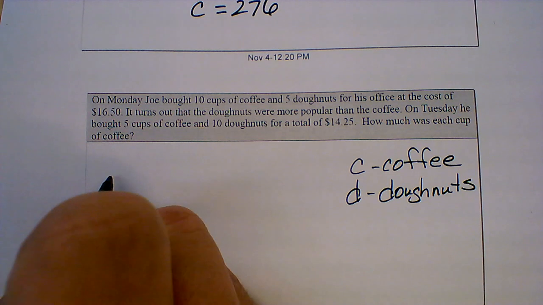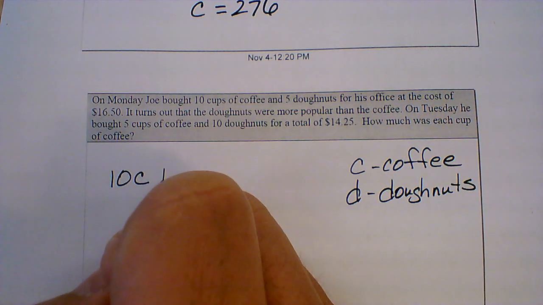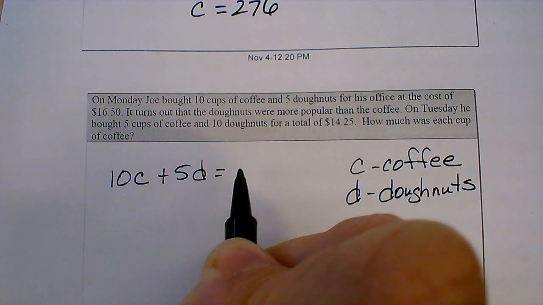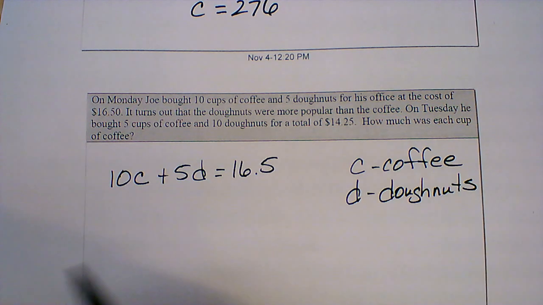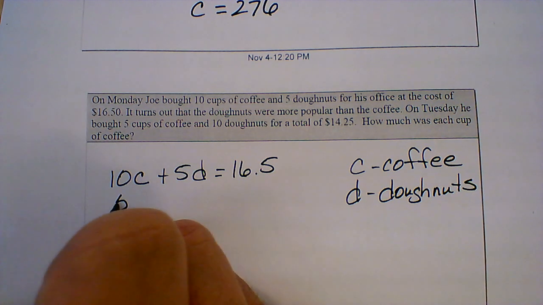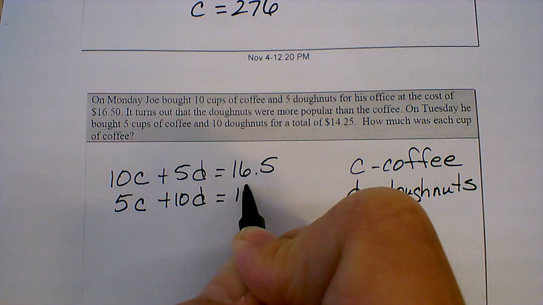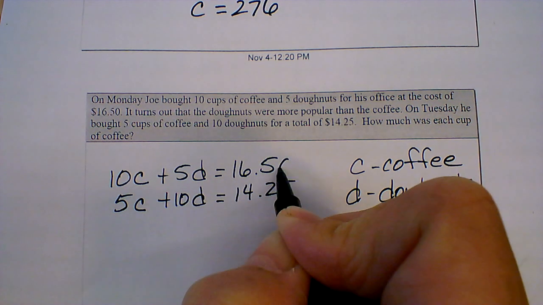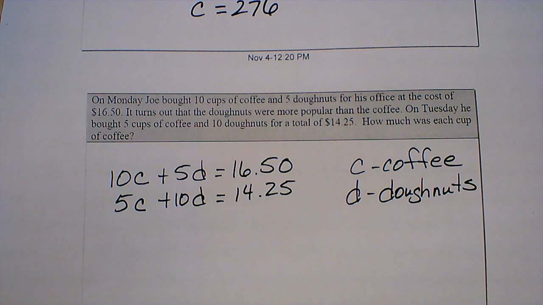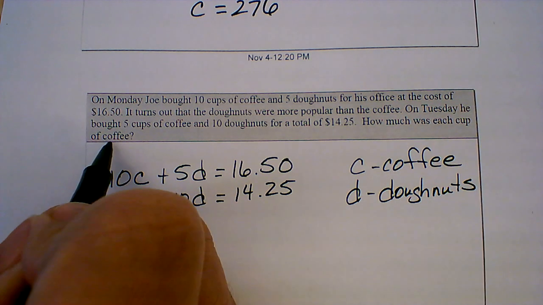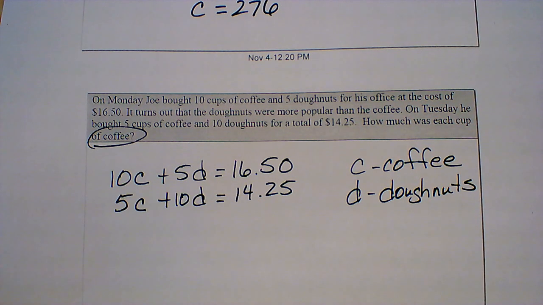And on the first day, he bought 10 cups of coffee and 5 donuts. And he paid $16.50. When I'm working with it computationally, I don't need to put the 0 there. On the second day, he bought 5 cups of coffee and 10 donuts, and it cost $14.25. I think I'll put that 0 back there since I have 2 after the decimal in the second equation. Now this only asks how much each cup of coffee costs. So that means I should try and eliminate my donuts.